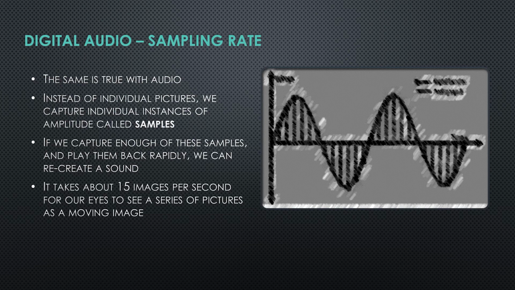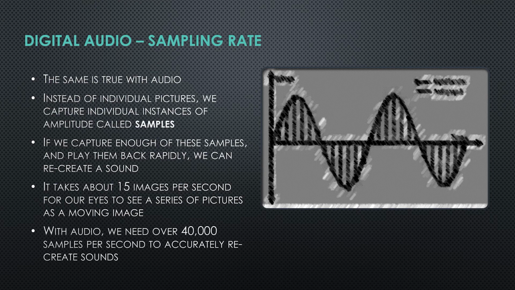Now, it takes about 15 images per second for our eye to see a series of pictures as a moving image. You need a minimum of 15 images per second for us to see that and for our brain to be convinced that what we are seeing is not a series of individual images, but a moving image. With audio, we need over 40,000 samples per second to accurately recreate most sound, which is pretty fascinating that we need to capture sound that rapidly.